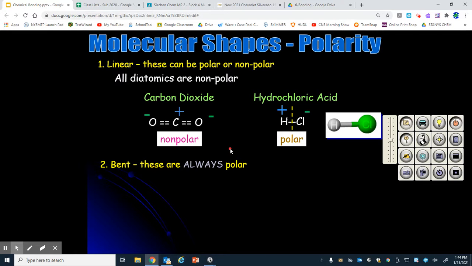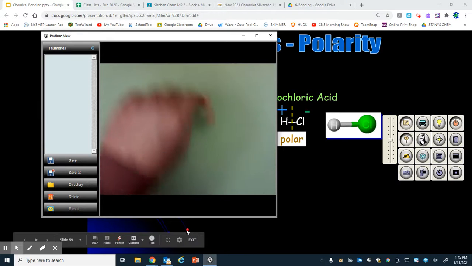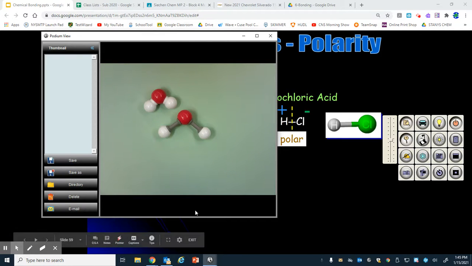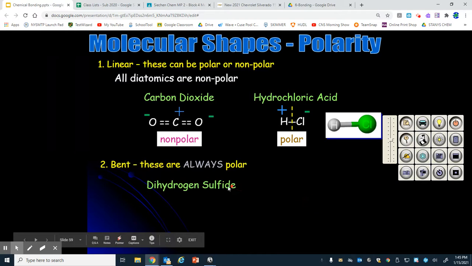Bent molecules are always polar. All right, what's a bent molecule? I showed you one. You need to know water is a bent molecule, whether it's that shape or whatever other molecule it is. If it's a bent shape, then it's going to be a bent molecule.